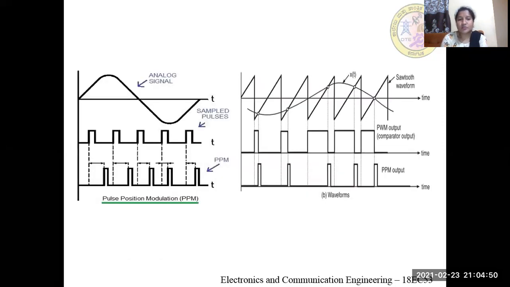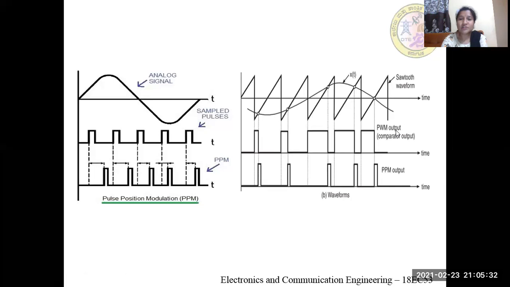These are the waveforms of pulse position modulation. You can see here these are the sampled pulses. You have the input as analog signal, that is m of t or x of t. And here you can see the last one, PPM, where the position of the pulses is changing. Here, the sawtooth and x of t are the inputs for the comparator. This is the sawtooth, and here is the input x of t. These two become the inputs for the comparator, and the output of the comparator gives the PWM, that is the pulse width modulated output.